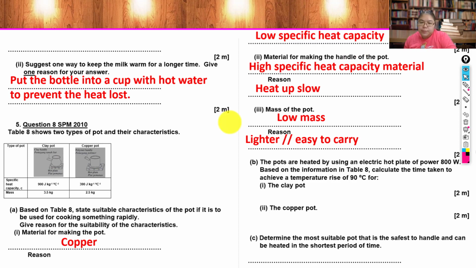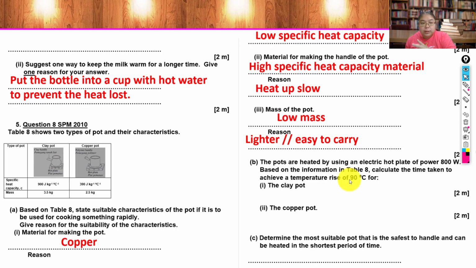Okay, for question B, the pot is heated using an electric hot plate. The power is 800 watts. Based on your info from table 8, you need to calculate the time taken for the temperature to rise to 90 degrees Celsius. One is the clay pot, one is the copper. When the question provides the power, normally we use Pt = mcθ. The question wants to find out the time taken for the 2 pots.